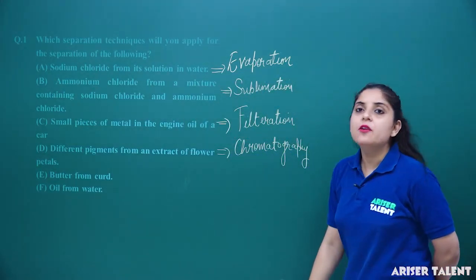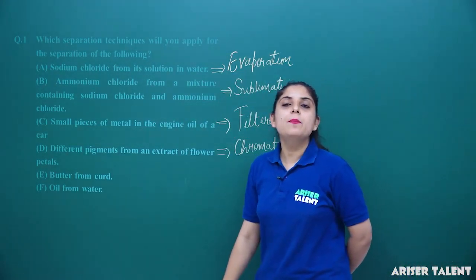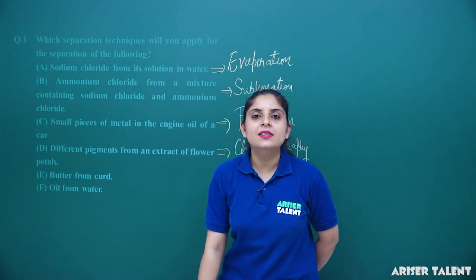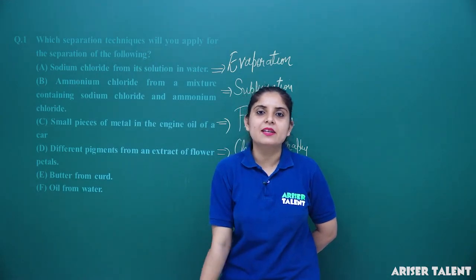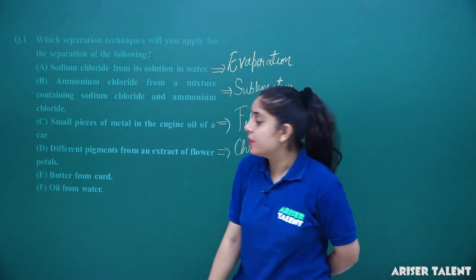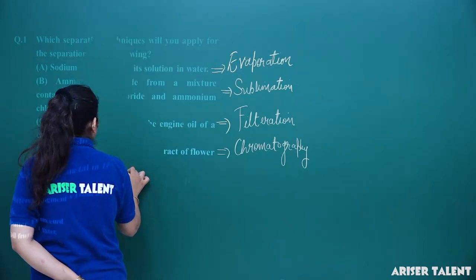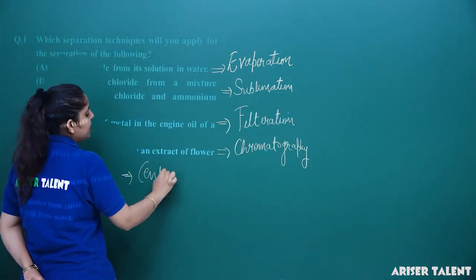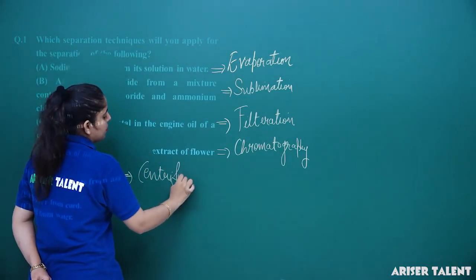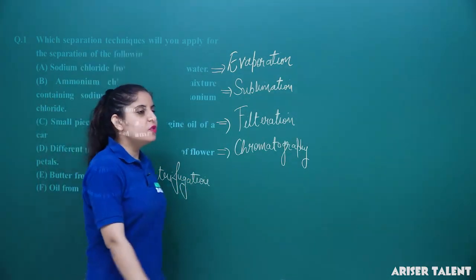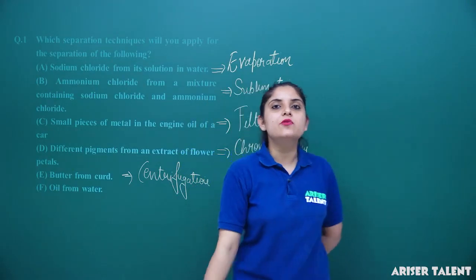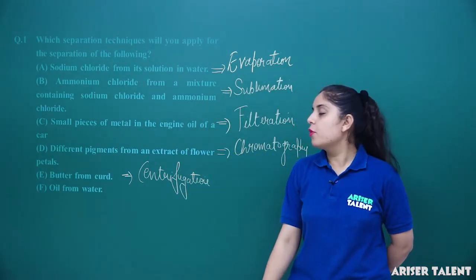Next one, butter from curd. If you want to separate the butter from the curd, this is the same technique as separating the cream from the milk, that is known as centrifugation. So what we will use? We will use a process that is known as centrifugation. So centrifugation is a process for separating butter from curd.